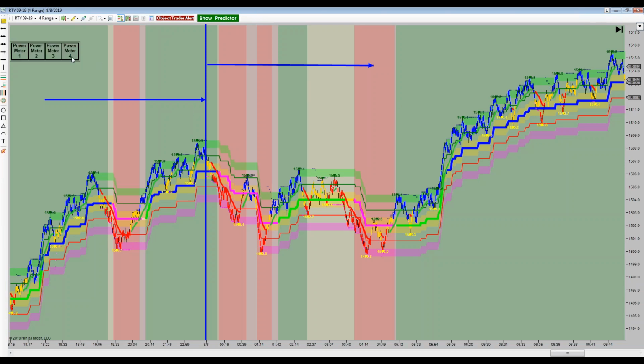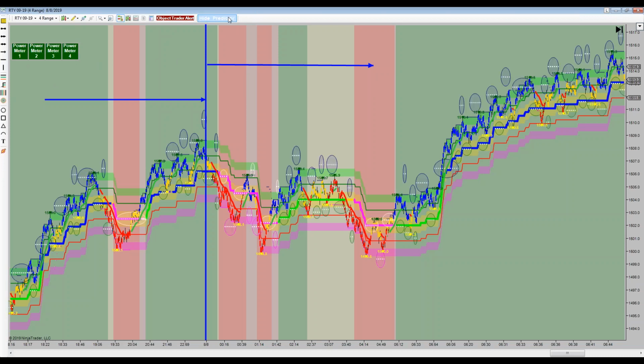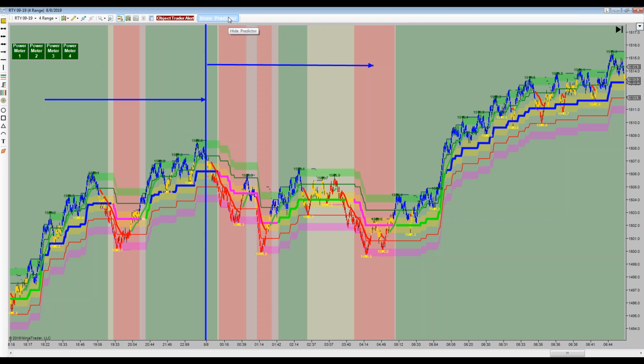We have power meters. This is the 4 various trends on the chart. Green is obviously going up. We have predictors, the real-time support and resistance levels. Gary leaves those on in the room, but you can turn them off with that button right there. Of course, we have the alerts. This is a relatively new indicator as well. I think it came out a couple months ago.